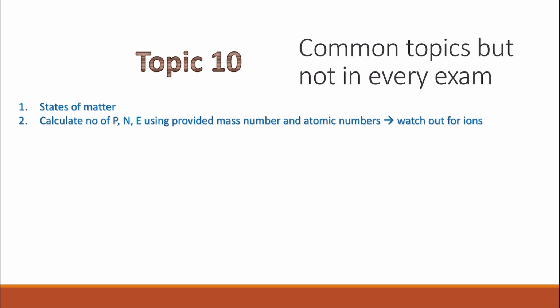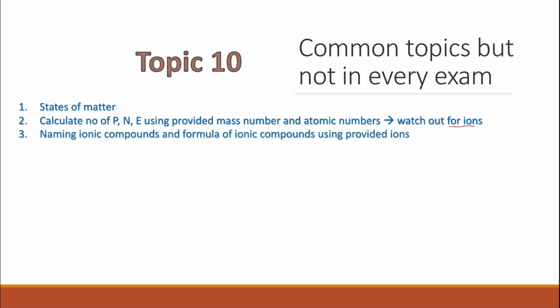Calculating the number of protons, neutrons, and electrons using the provided mass number and atomic number. This is another one of the topics that comes in the exam, usually at the top of the exam. Sometimes they give you a table with atomic and mass numbers and ask you to calculate the number of protons, neutrons, and electrons. Please watch out for ions. If they provide you with ions rather than with an element, you need to account for the charge of the ion, whether it's a positive ion or a negative ion, when we calculate the number of electrons.